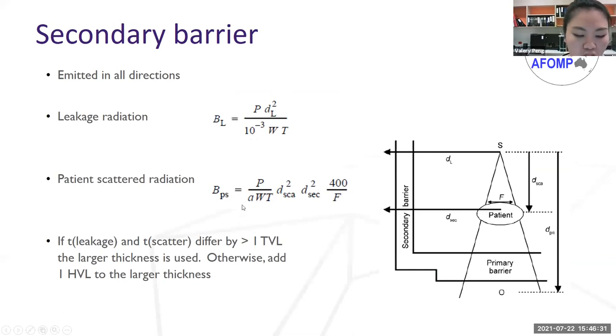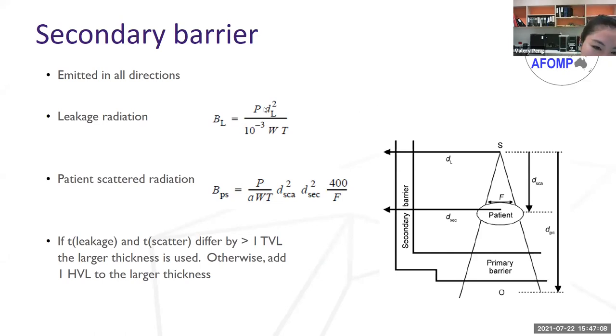So for scattered radiation, the transmission B is calculated with a scatter fraction, that's A, and it's normalized to a 20 by 20 field. So that's the 400, and then corrected to the area of the field size on the patient. And for leakage, the transmission has a factor of 10 to the power of minus 3. This is assuming that the leakage is 0.1% of the primary beam.